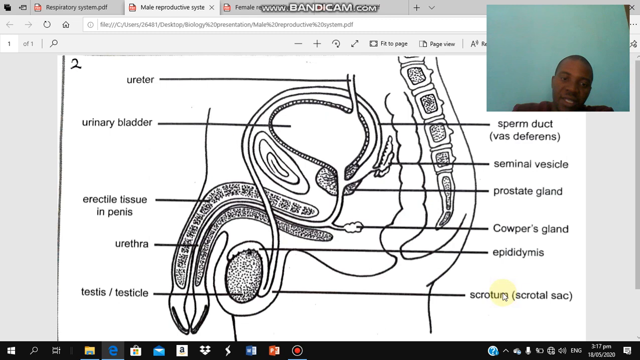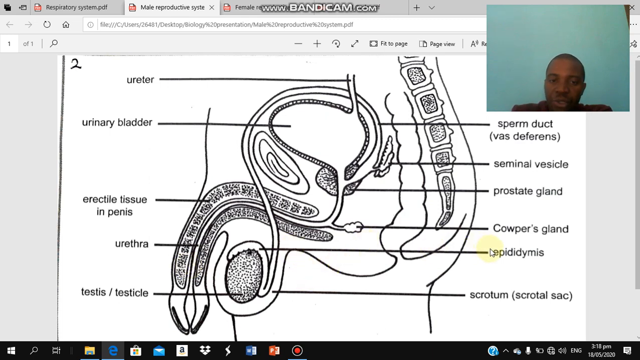The second part is the testis. The testis has two functions. First, it produces the sperm cells. The second function of the testis is to produce the male sex hormone known as testosterone.